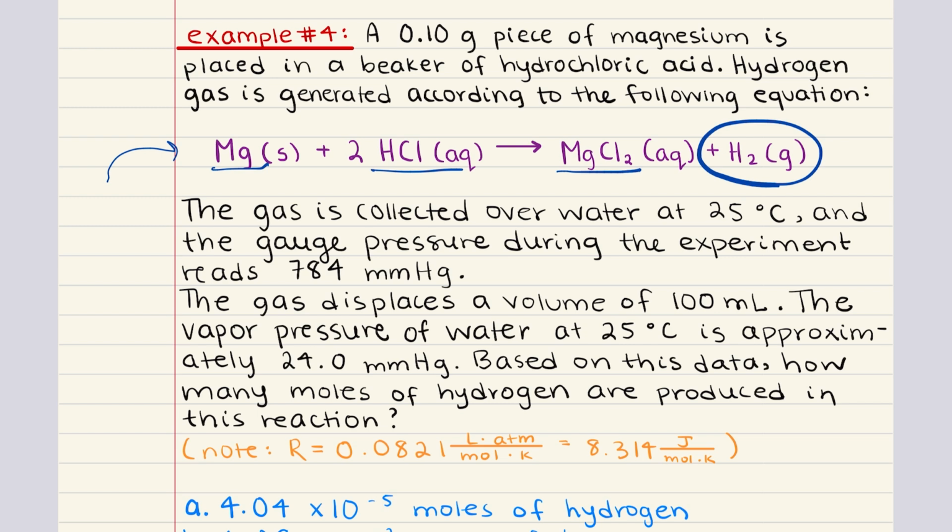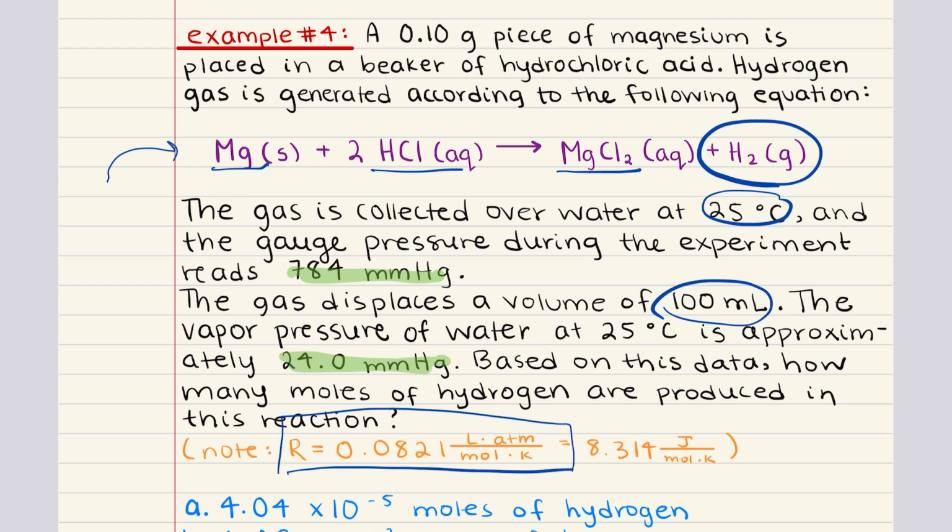Now the gas is collected over water at 25 degrees Celsius and the pressure during the experiment reads 784 millimeters of mercury. Now, the gas displaces a volume of 100 milliliters, and the vapor pressure of water at 25 degrees Celsius is approximately 24 millimeters of mercury. Based on this data, how many moles of hydrogen are produced in this reaction? And here we have our ideal gas constant.